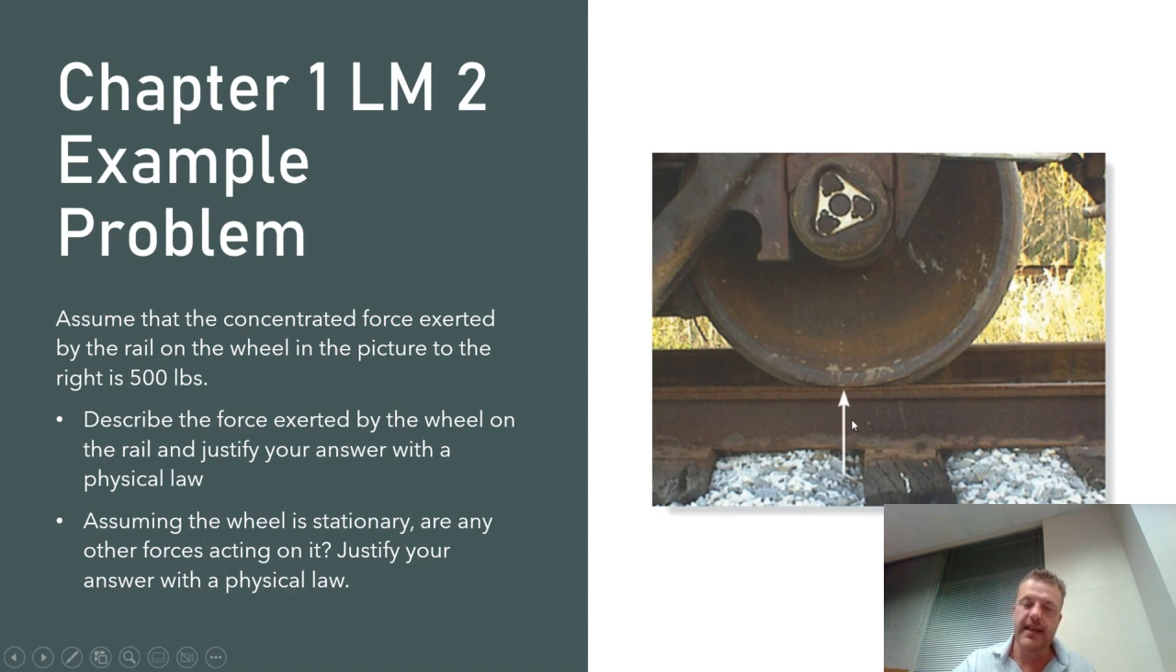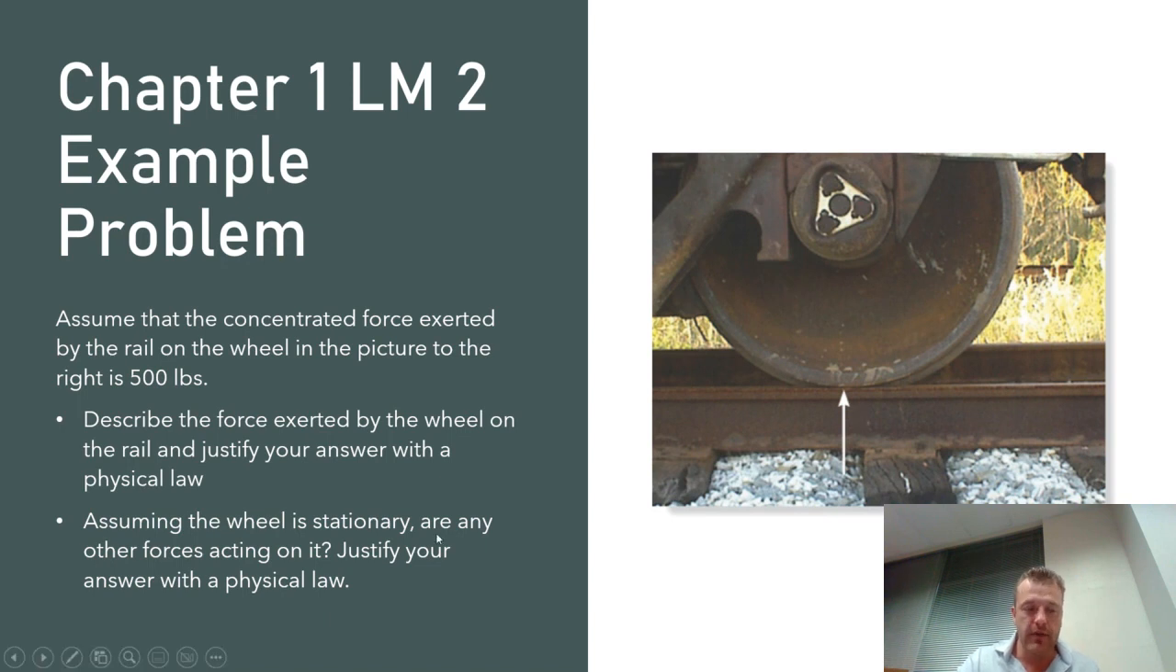What this description says is that there's a 500-pound force exerted by the rail on the wheel. So the rail is pushing the wheel up by 500 pounds. So what can you say about the force that the wheel exerts on the rail? Well, by Newton's third law, go back and look at it if you don't remember. That's the law of action and reaction. If the rail is pushing the wheel up by 500 pounds, then the wheel must be pushing the rail down by 500 pounds. So you can actually write an expression for the force that the wheel exerts on the rail just by knowing the force that the rail exerts on the wheel, since it's a Newton's reaction law pair.